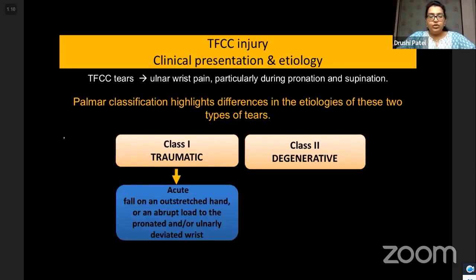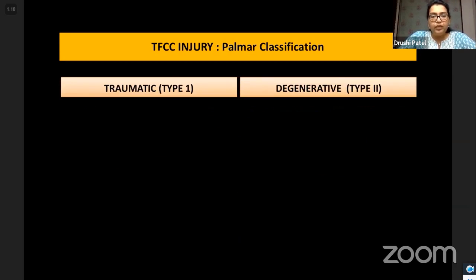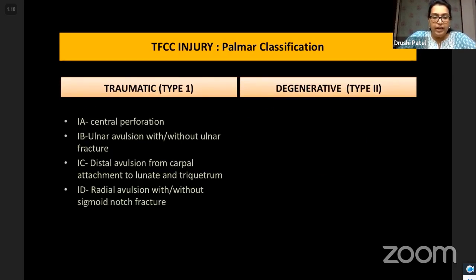The class 1 traumatic usually have a history of acute onset. There is a history of fall on an outstretched hand, or there may be an abrupt load to the pronated and/or ulnarly deviated wrist. Whereas degenerative has a history of an insidious and chronic onset of pain, and there may not be any precipitating traumatic event. So first, the traumatic type 1 have the following types. We'll see each one of them, and later on we'll see the degenerative ones.